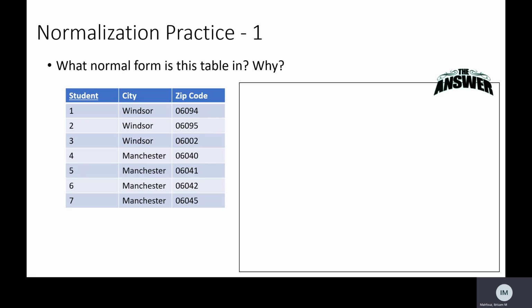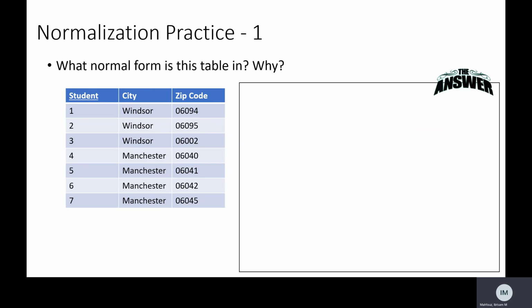Now, the second question is, is it in second normal form? If I ask myself, what is second normal form? Second normal form means it's already in first normal form and I don't have any partial dependencies. Now, partial dependencies come when I have composite primary keys. Do I have any composite primary keys here? I don't. So do I have a table that's in second normal form?